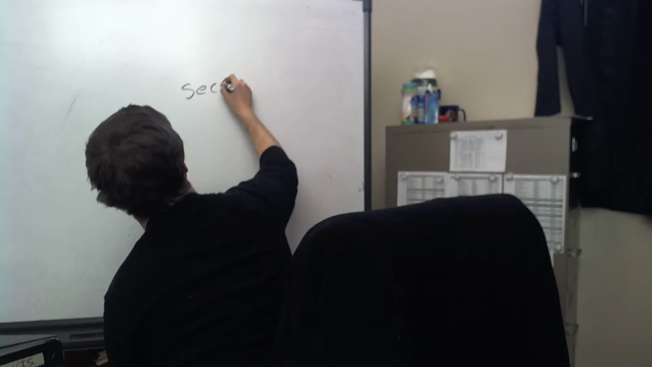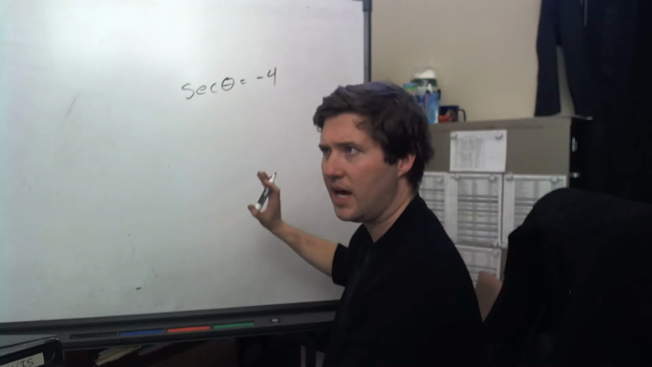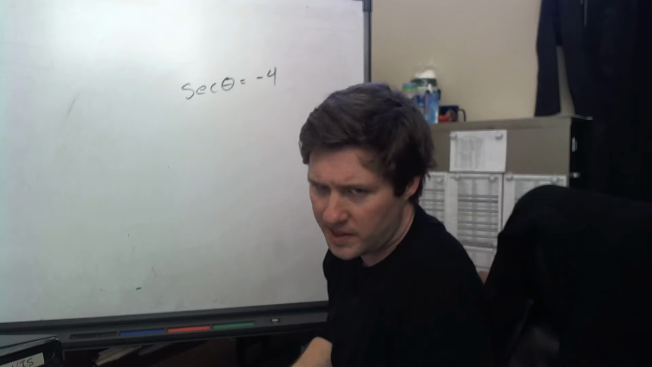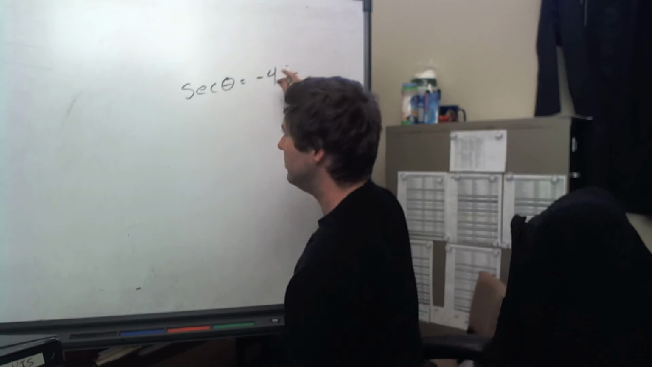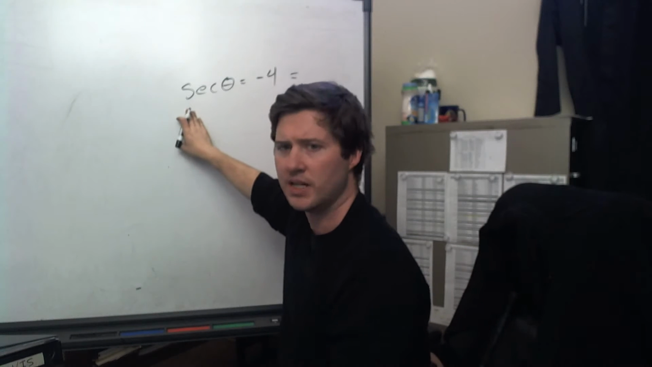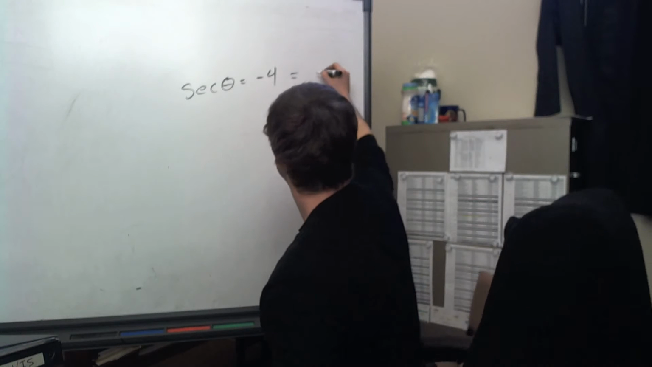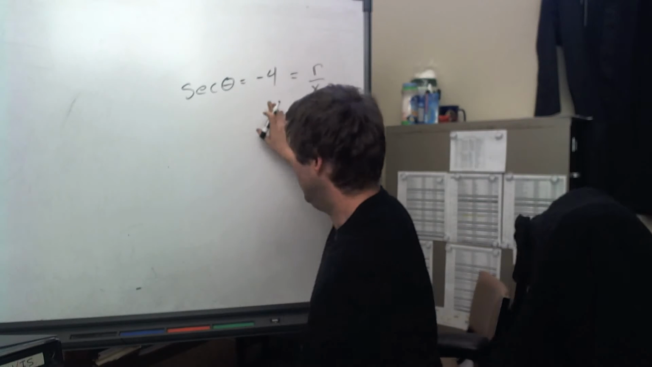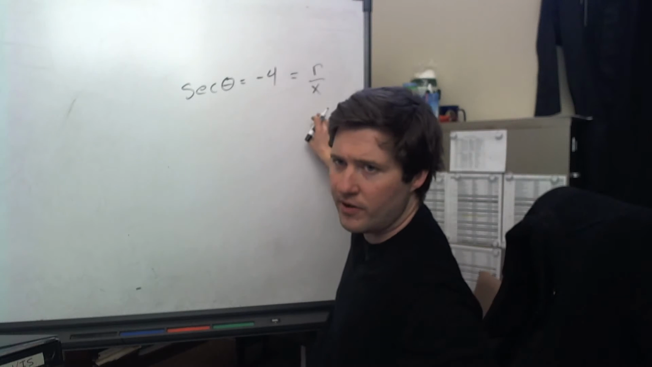Okay. So first off, they've given me a value here. They've given me secant is equal to -4. Right away, before I do anything else, I can use that to pick out a point that I'm going to use throughout this problem. We know secant, reciprocal of cosine, has got to be r over x, right? So this kind of leads me to an easy choice for what I should choose for r over x.